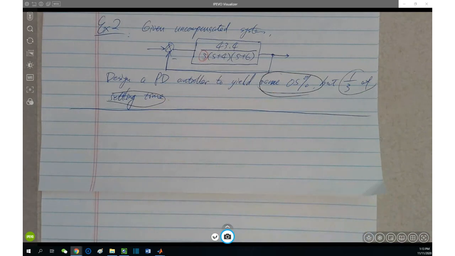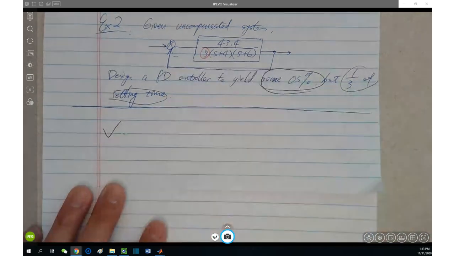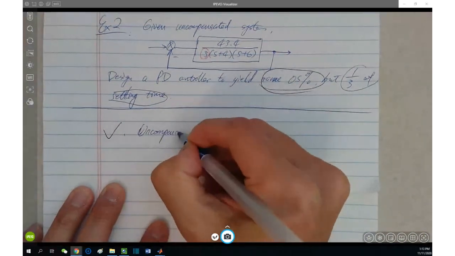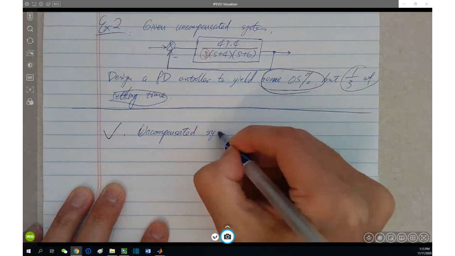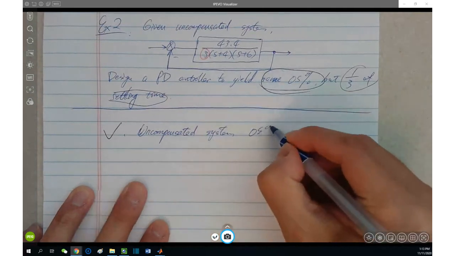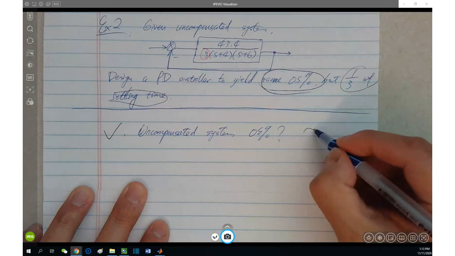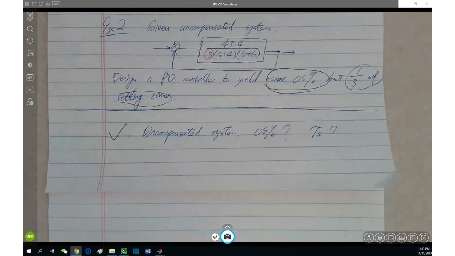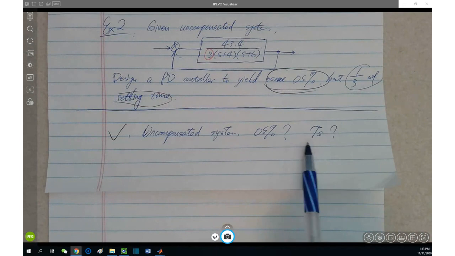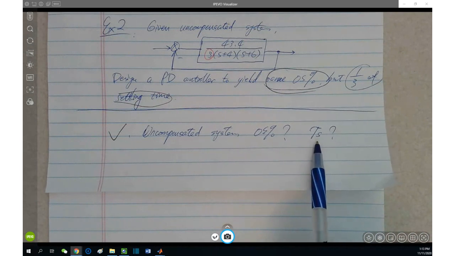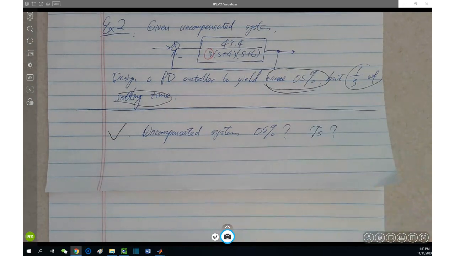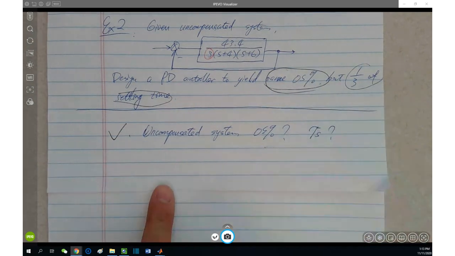So first of all, what do you need to do? Uncompensated system overshoot and settling time respectively equals to what? Does it make sense? You need to know the uncompensated system overshoot and the settling time so that you're able to know what are the required compensated system overshoot and settling time. And how to know these things then? How to know these things?